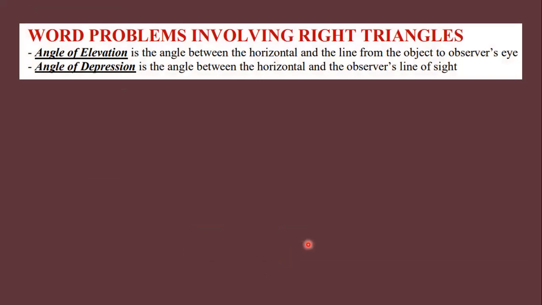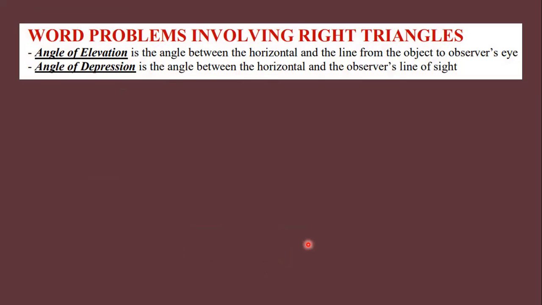Now let's proceed to word problems involving right triangles. We have two definitions to take note. Angle of elevation is the angle between the horizontal and the line from the object to the observer's eye. And angle of depression is the angle between the horizontal and the observer's line of sight.